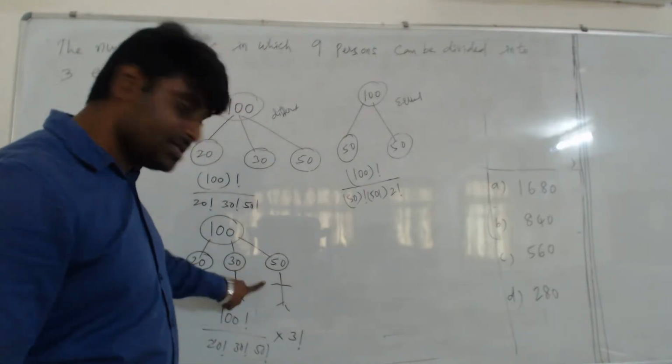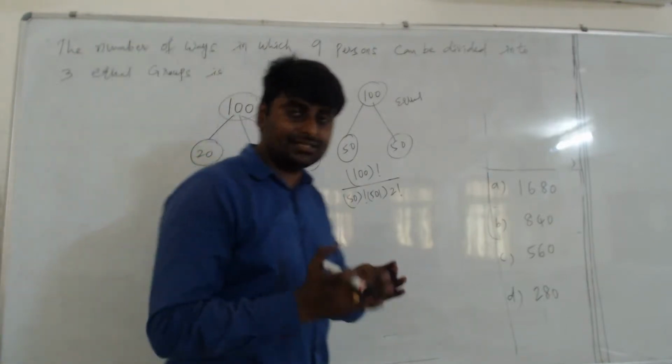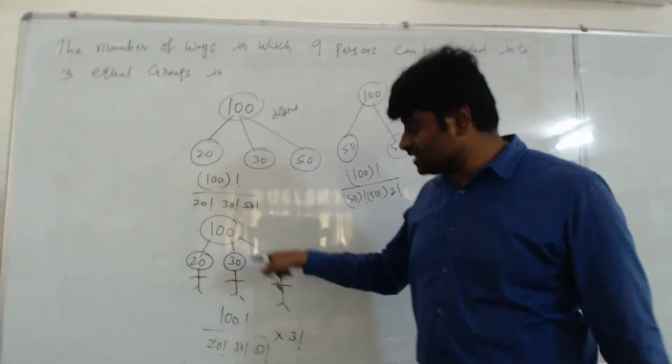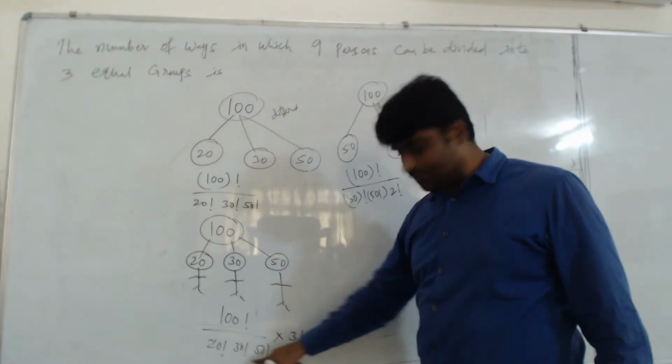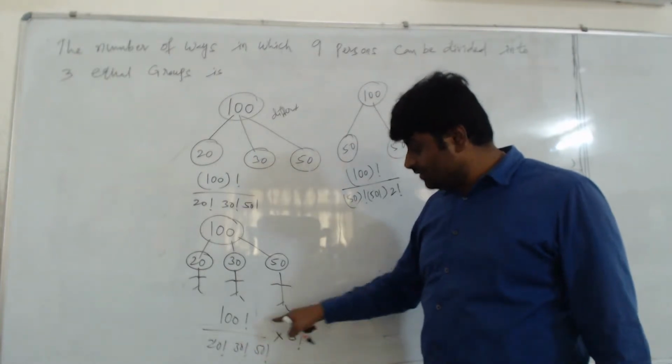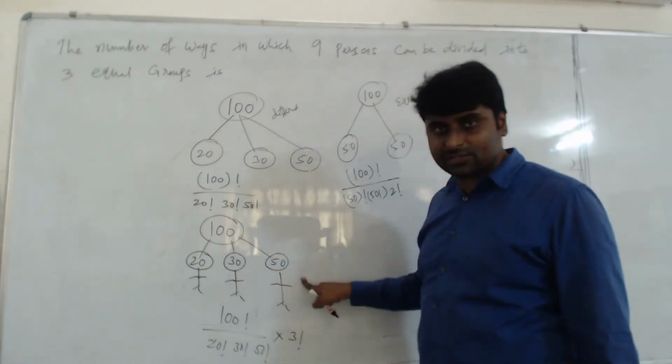Sorry, three persons. We are going to distribute 100 things among three people. So 100 factorial divided by 20 factorial, 30 factorial, 50 factorial, common. Now into number of persons factorial.